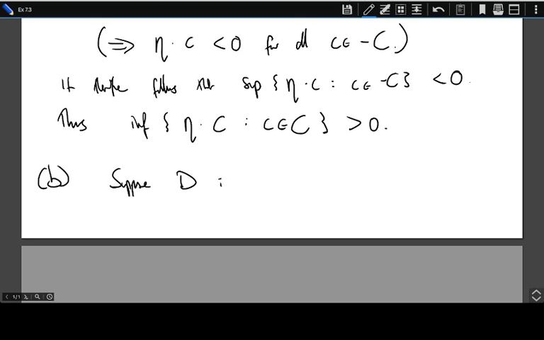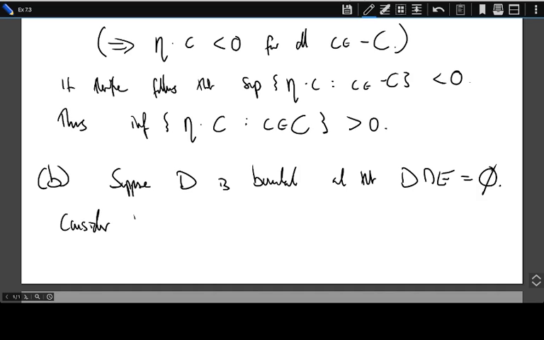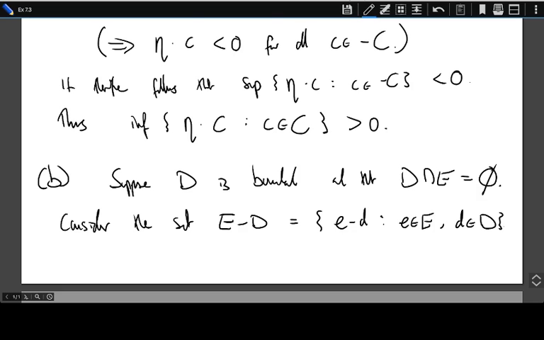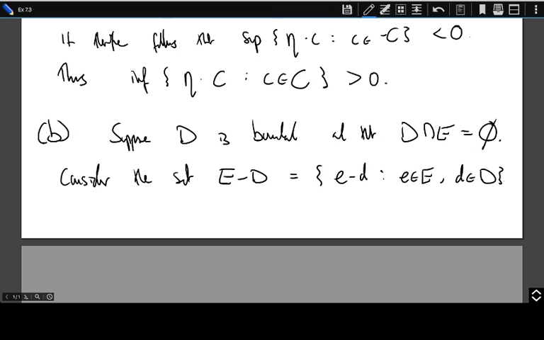Now for the second part of the question, we should suppose that D is bounded and that D and E have no common elements. I shall define a new set, E minus D, given by vectors which are the difference of elements of E and D. What we shall prove is that this set E minus D satisfies the conditions of part A, and then use part A to prove the result.